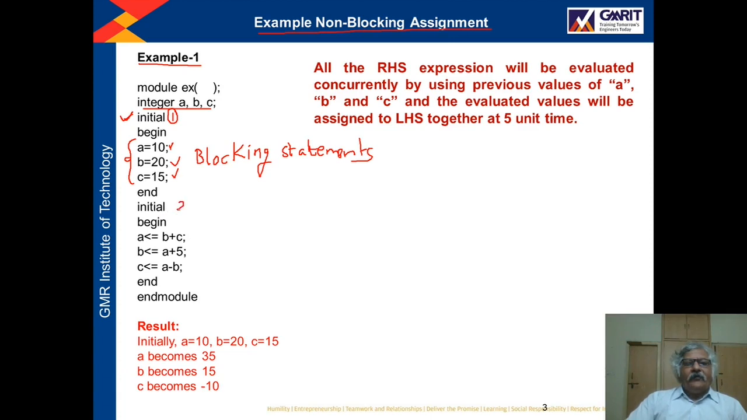Then there is a second initial block. In this second initial block, the first statement is b plus c assigned to a. Then the second statement is a plus 5 assigned to b. And the third statement is a minus b assigned to c. And these three are non-blocking assignment statements.